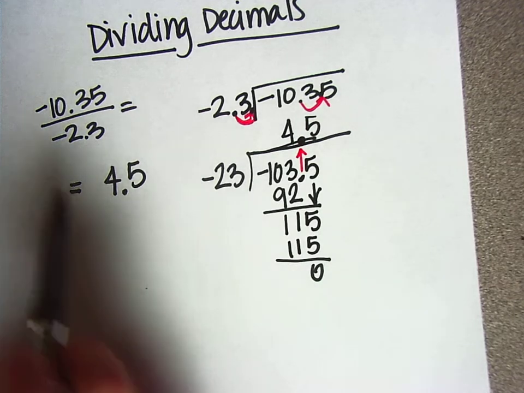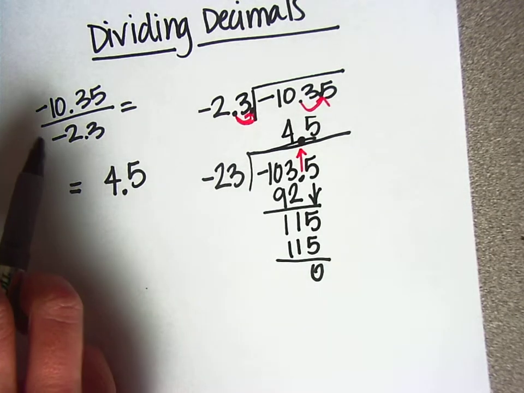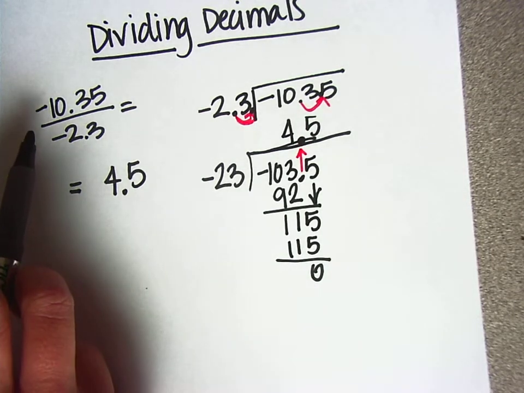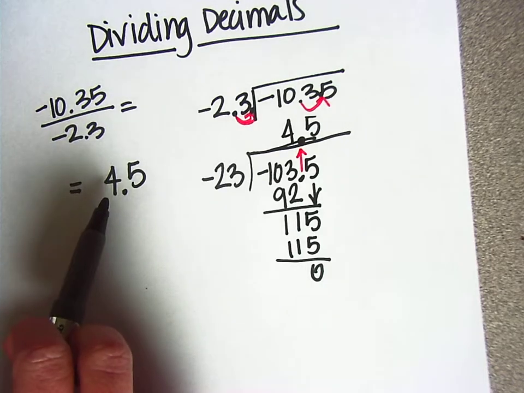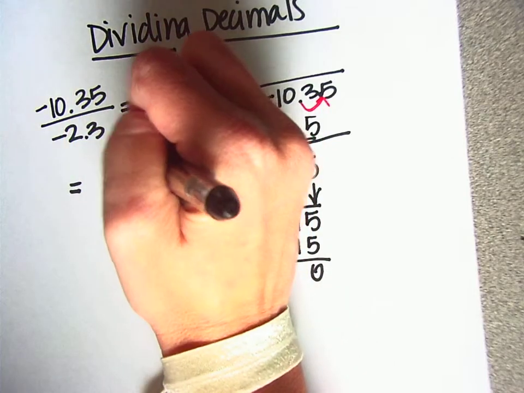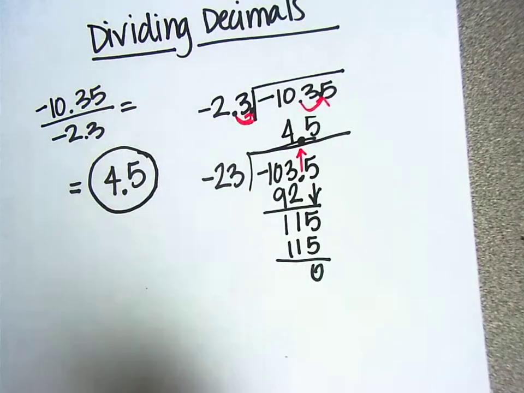Finally, before we box in our answer, we want to check for our signs. Both of our numbers are negative. That means that they're the same. And so our answer is positive 4.5.